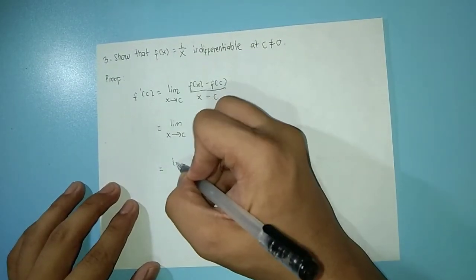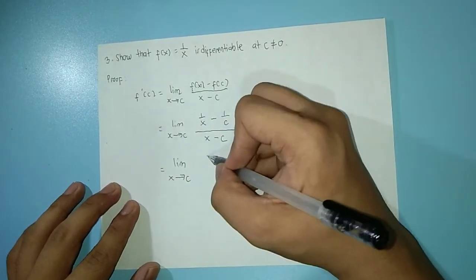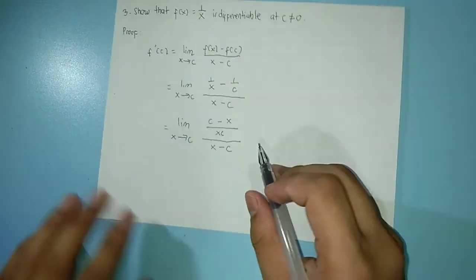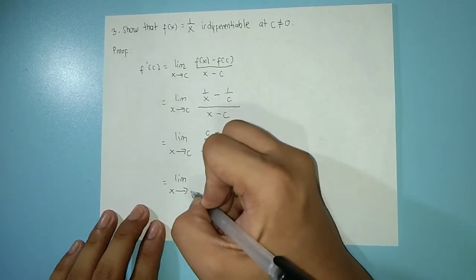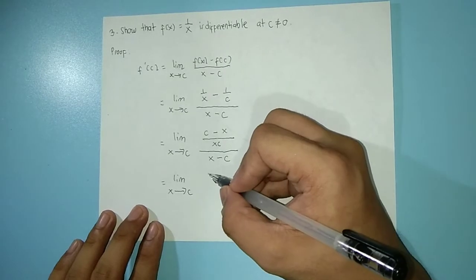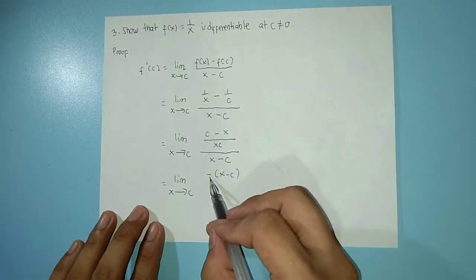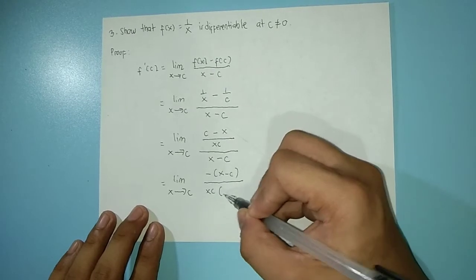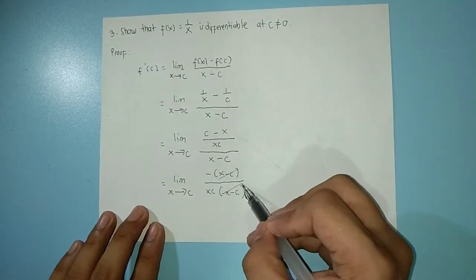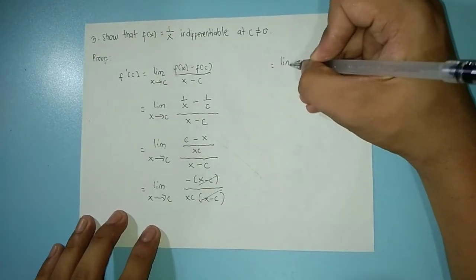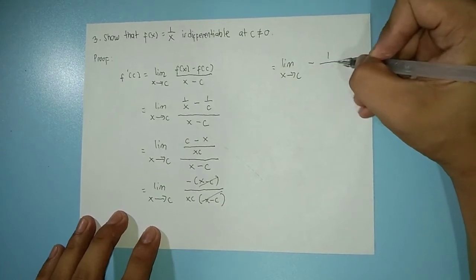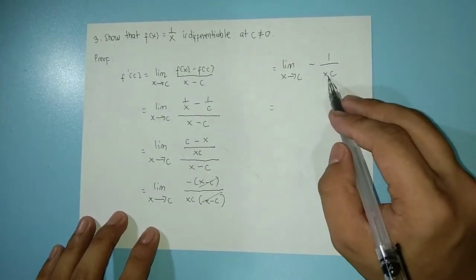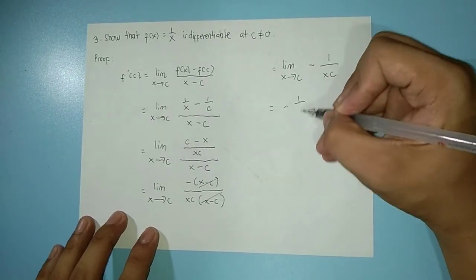So, solve natin yung numerator. Magiging ano siya? Cross multiplication lang. So c minus x over x times c, all over x minus c. Then magiging eto, ilabas ko yung negative, magiging negative quantity x minus c. So pag dinistribute ko yan, negative x, positive c. Ito yun. Over, ibaba ko tong xc, magiging xc quantity x minus c. Para makancel tong x minus c, ang matitira, limit as x approaches c ng negative 1 over xc. Apply natin yung limit. So ito magiging c times c. So c squared. So negative 1 over c squared.